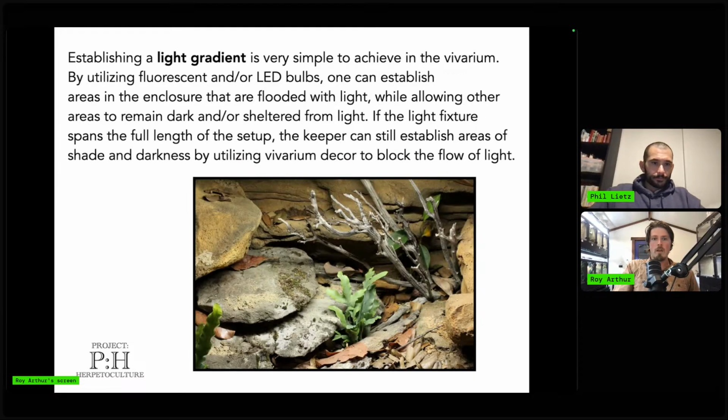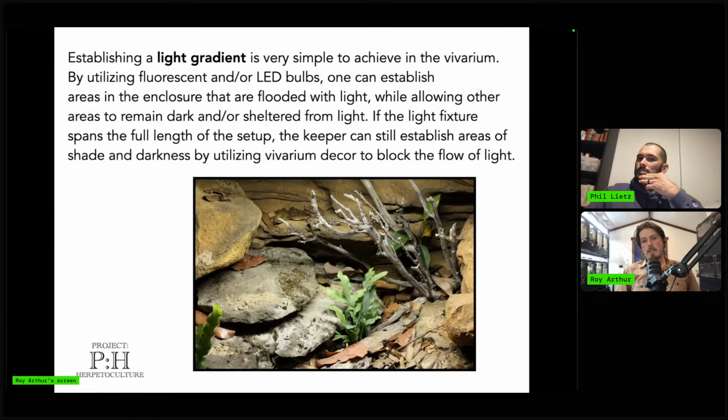So the next gradient that we're going to talk about a little bit here is the light gradient. This is very simple to achieve in the vivarium by utilizing fluorescent and/or LED bulbs. You can establish areas in the enclosure that are flooded with light while allowing other areas to remain dark and/or sheltered from light. If the light fixture spans the full length of the setup, the keeper can establish areas of shade and darkness by utilizing vivarium decor to block the flow of light.